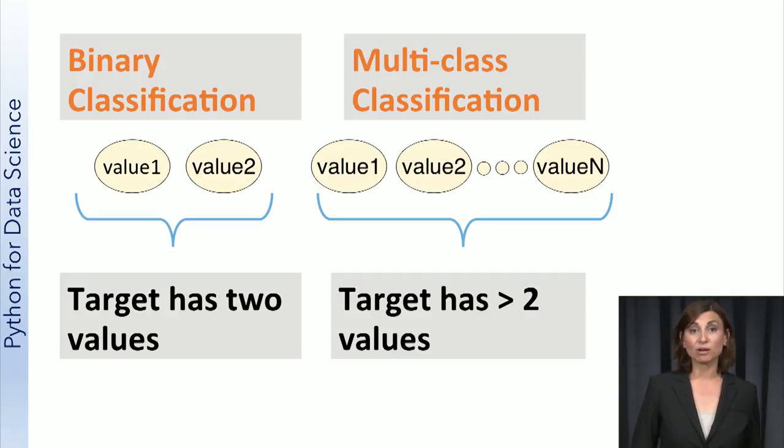A classification problem can be binary or multi-class. With a binary classification, the target variable has two possible values, for example, yes and no. With multi-class classification, the target variable has more than two possible values. For example, the target can be short, medium, and tall. Multi-class classification is also referred to as multinomial or multi-label classification. Remember, though, the target is always a categorical variable in classification.